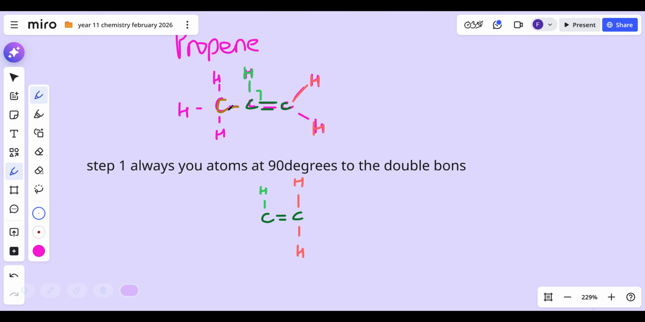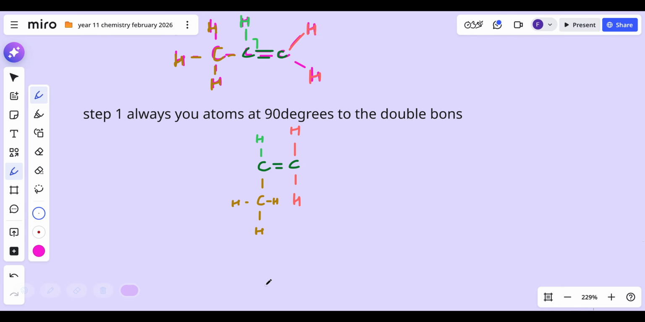I don't care what it is. I don't care what it looks like. I don't care what kind of atoms it's got on it. It is just not at 90 degrees. It's at 180 degrees. So all I do is copy it out again, but at 90 degrees to my double bond. And believe it or not, that's the hard work done.